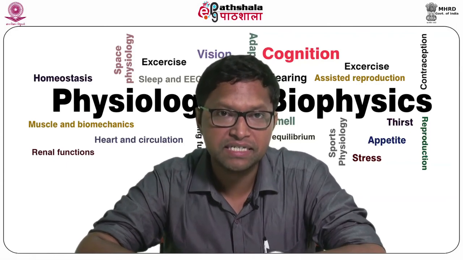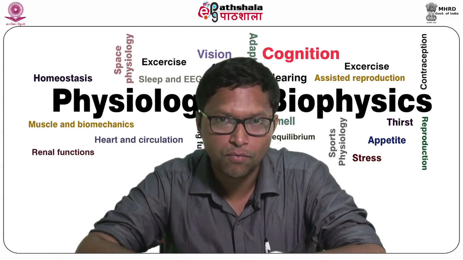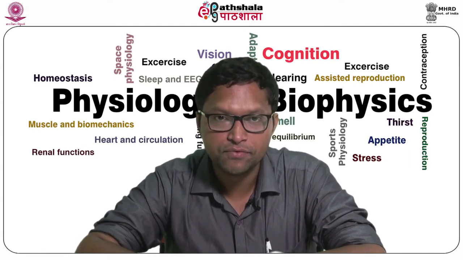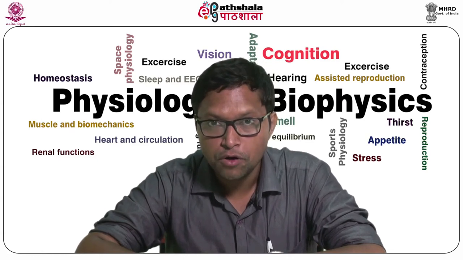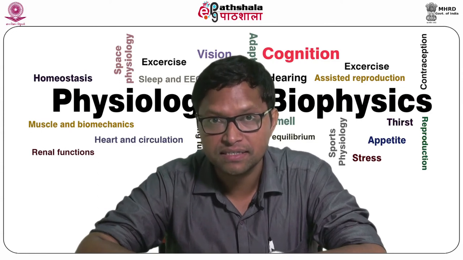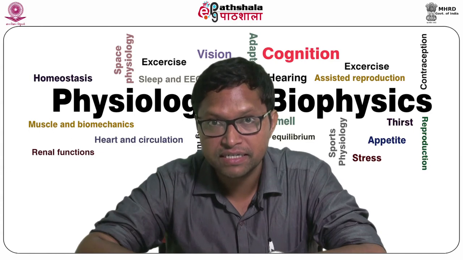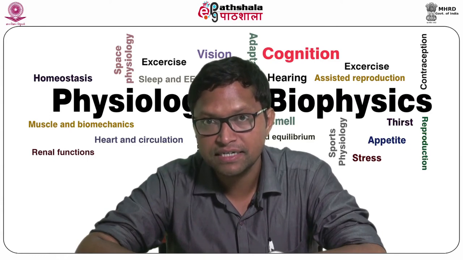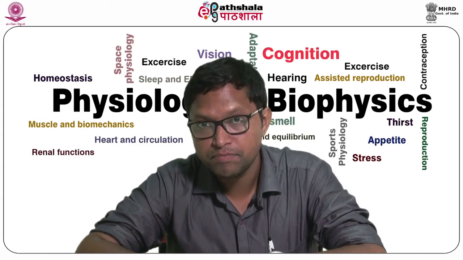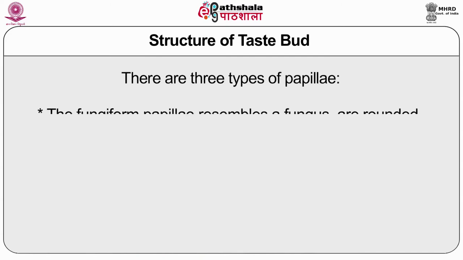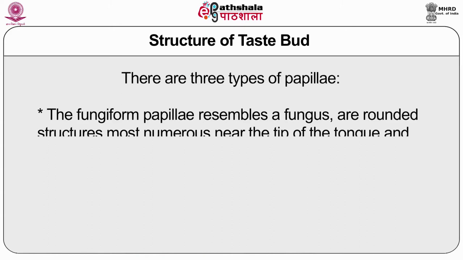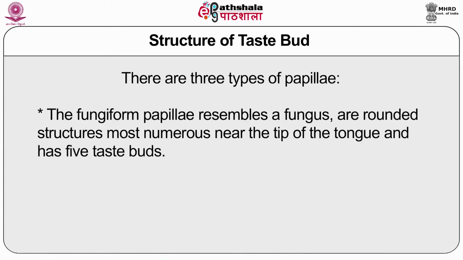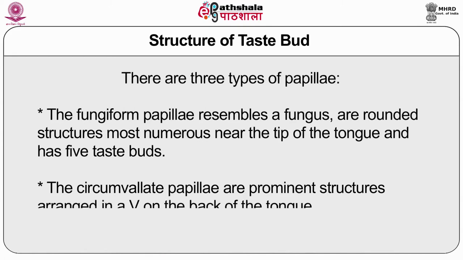Now, how do these taste buds detect the chemicals from the surface of the tongue? Mainly because they are in contact with the external environment through a pore, which opens into the apical surface of the sensory cells. And the presence of microvilli in the sensory cell increases its surface area. The taste buds are grouped in structures called papillae, and papillae literally means nipple. There are three types of papillae. The fungiform papillae, which resemble a fungus, are rounded structures, most numerous near the tip of the tongue, and have 5 taste buds. Next, the circumvallate papillae. They are prominent structures arranged in a V on the back of the tongue.